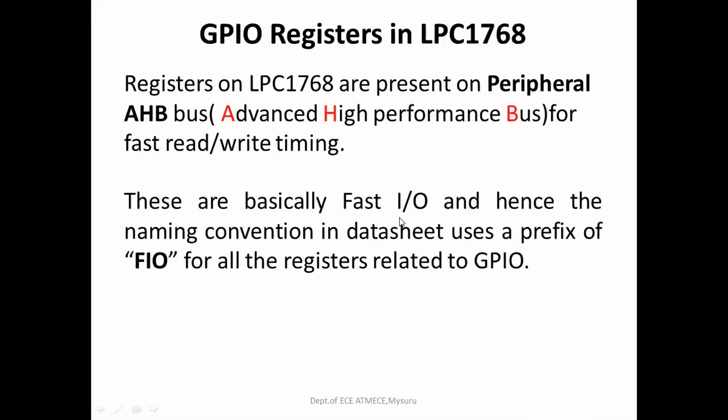Let us consider the registers associated with general purpose input output in LPC1768. The registers on LPC1768 are present on the peripheral advanced high performance bus for fast read and write timing. So these are basically fast input output, and hence the naming convention in the datasheet uses a prefix of FIO. Here FIO refers to fast input output for all the registers related to GPIO.